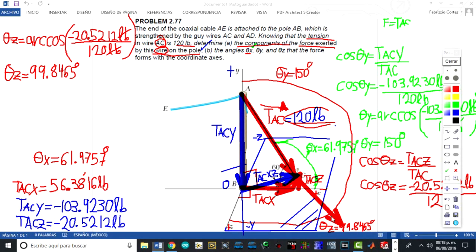We are going to check it with the book, and we are going to discuss what the book does differently. So we are going to check it. So this is okay. This is okay. And the C component, and theta C 99, yeah. So I'm going to erase all, and we're going to check it with the book.